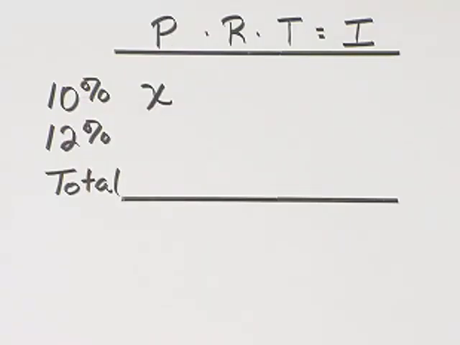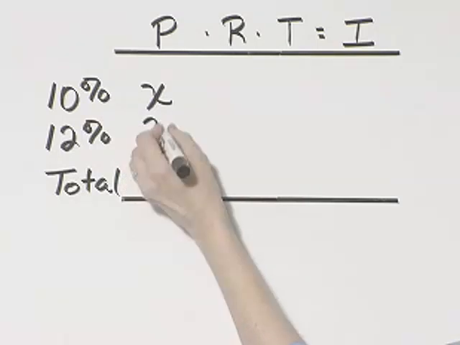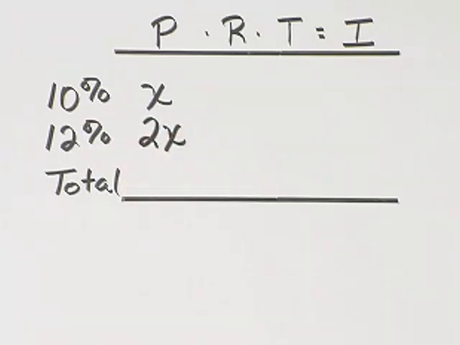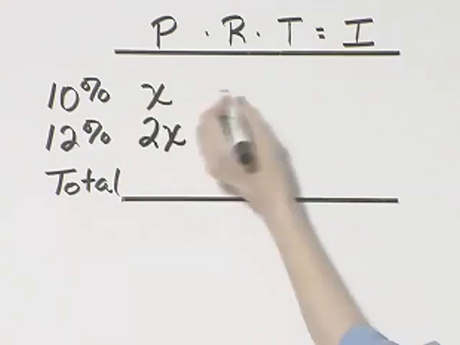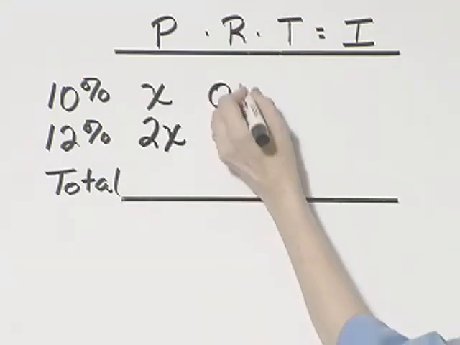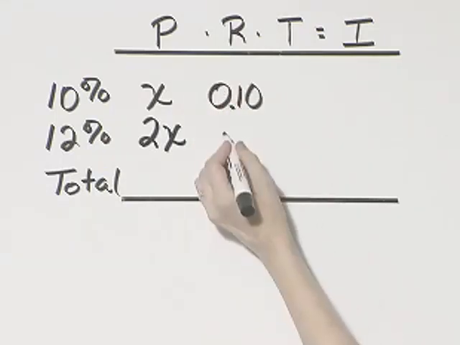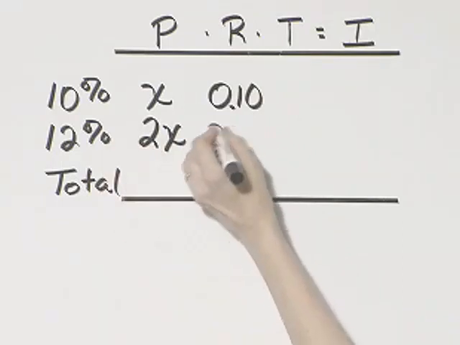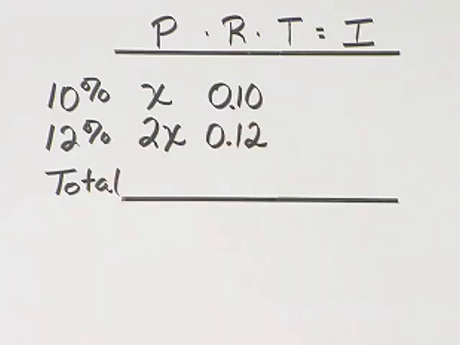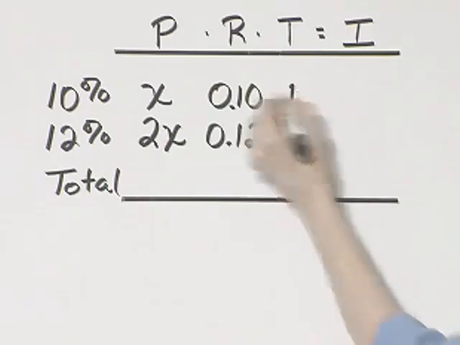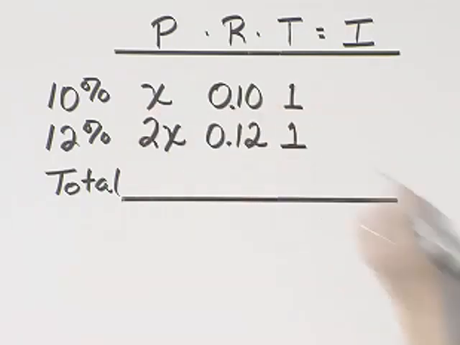Then remember, we're given that twice that amount is the amount invested at 12%. So twice this amount would be 2x. We know what our rate is. It's 10% here, so I'll put it as the decimal. The rate here is 12%, so that's 12 hundredths. The time, the total invested in an annual return, so that means the time is a year. So the time here is a year. The time here is a year.